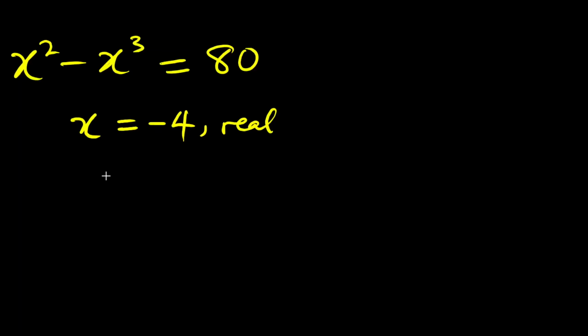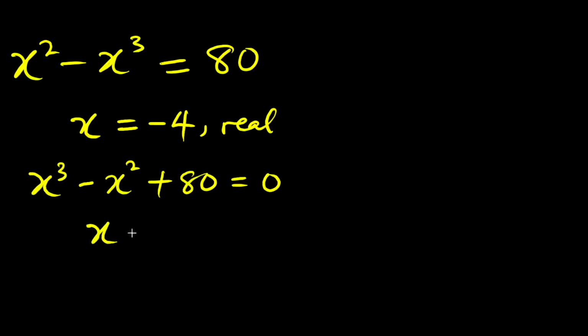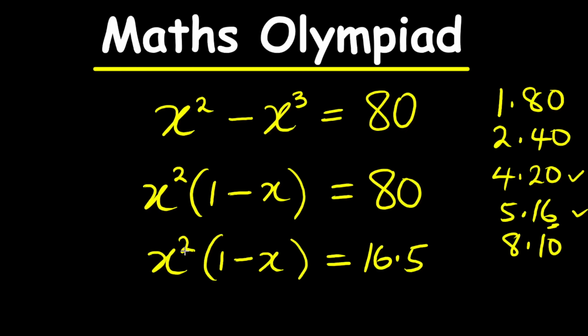But here is a quick tip on how to solve that. All you need to do is rewrite this equation as x cubed minus x squared plus 80 is equal to 0. And since we know that x is equal to minus 4, that means that x plus 4 is a factor. So all you need to do is divide this expression by x plus 4, then you will have a quadratic equation where you can use the quadratic formula to solve that. So that is how to solve this Math Olympiad question.